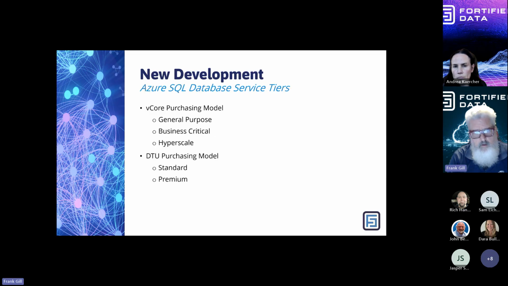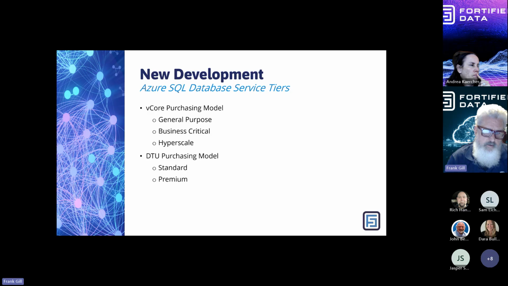Under Azure SQL Database, there are several service tiers, and there are two different purchasing models. One is vCore, and when you go to provision your resources, you are provisioning CPU and memory. Under the vCore purchasing model, you have general purpose and business critical, and those map to what I talked about with managed instance in terms of the high availability infrastructure that sits underneath them.